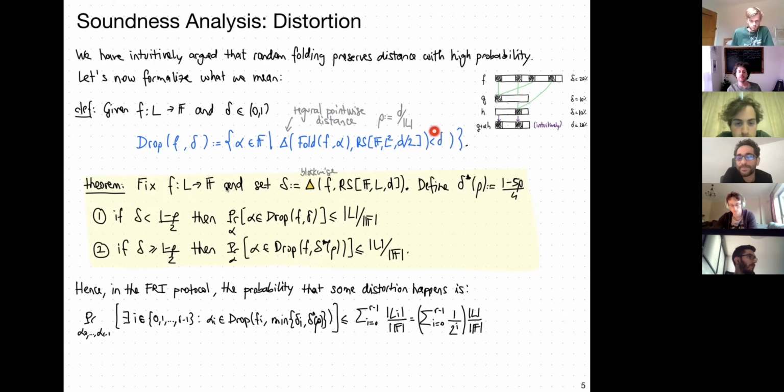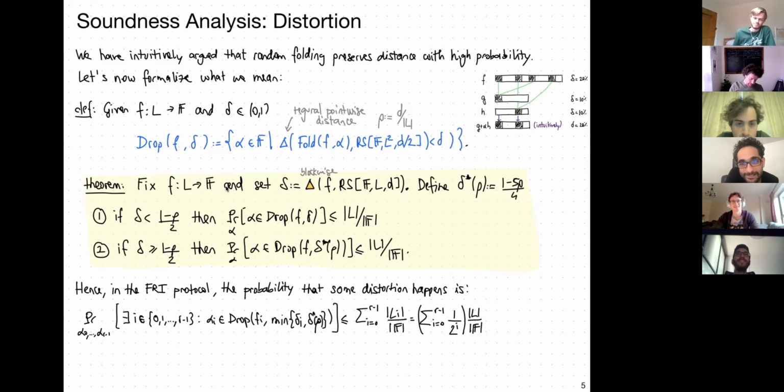Yeah, so what I'm saying is that I want to say what the drop set of f and delta is: what elements would make f lose a value of delta in its folding. So what are all of the elements such that after I fold, my distance from Reed-Solomon is at most delta. Oh, okay. I misread that as d instead of delta. Sorry. Oh, yeah. We should also do self-correction to handwriting.